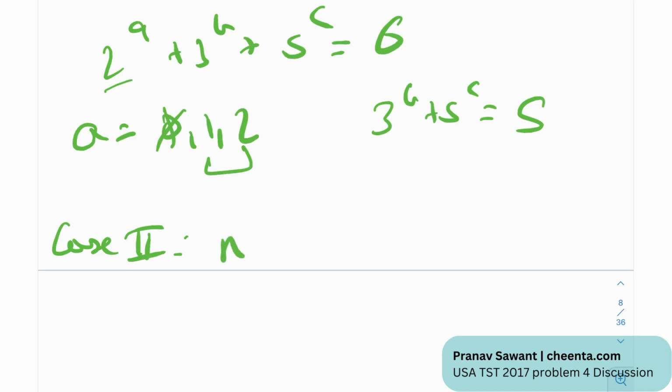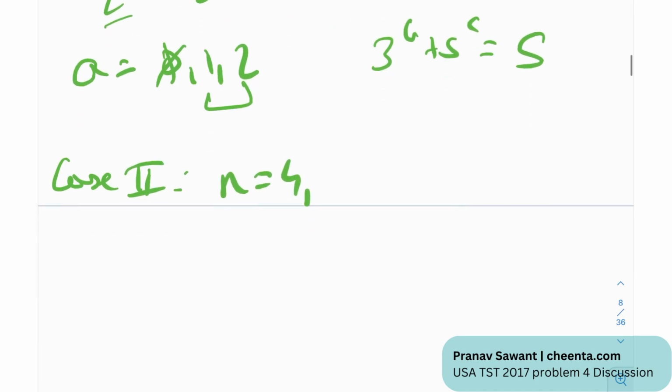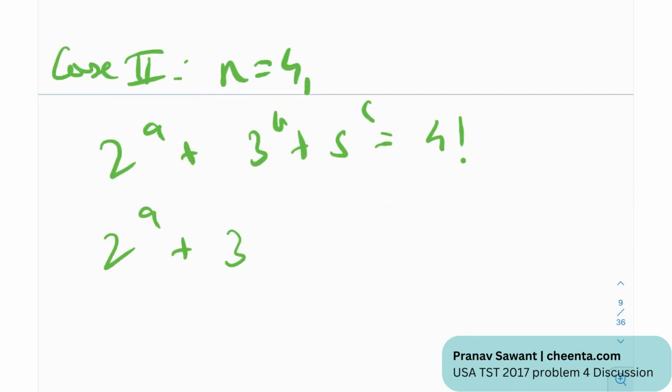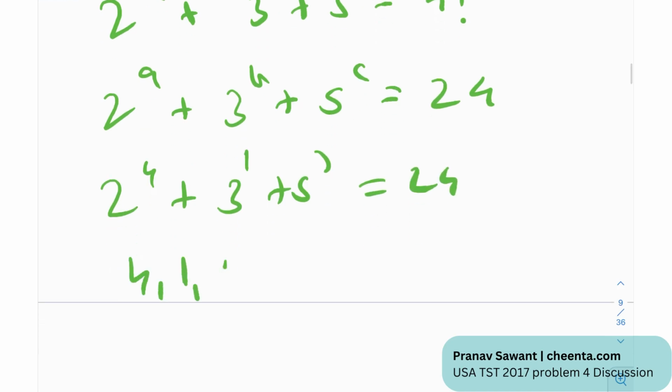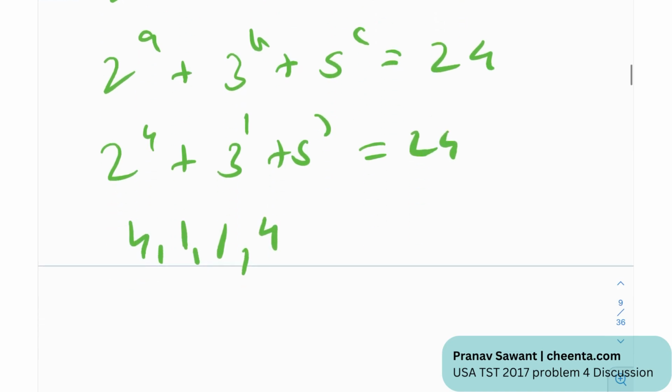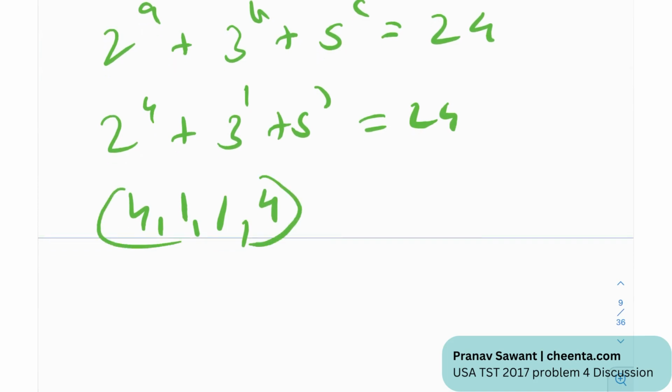So case number 2, we're going to consider n is equal to 4. So 2 raised to the power a plus 3 raised to the power b plus 5 raised to the power c is 4 factorial. Right, so that is 24. And there are a few ways to form this. What I can see is 2 raised to the power 4 plus 3 raised to the power 1 plus 5 raised to the power 1 is 24. So (4, 1, 1, 4) is the solution. And yeah, this is in fact the only solution.